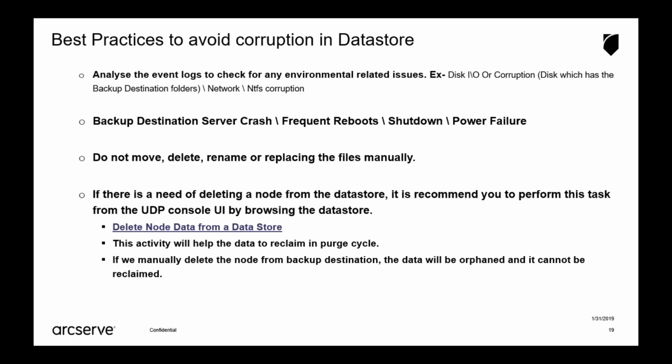Whenever you see disk related issues or network related issues in the Windows event logs, analyze them. This will help us isolate problems to the disk, which in turn can corrupt the data store files. Also, for backup destination servers like the RPS server or the storage itself, if there are any frequent reboots or unexpected shutdowns due to power failures, address all these issues and fix them.